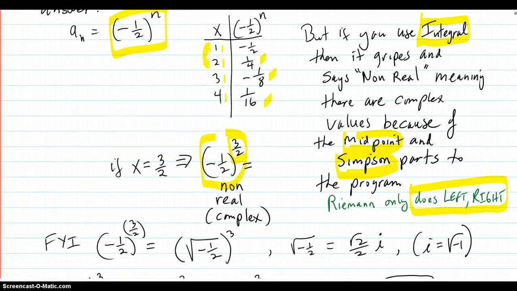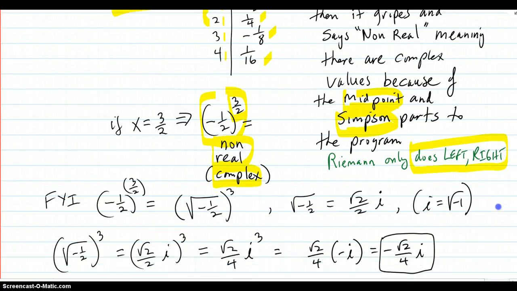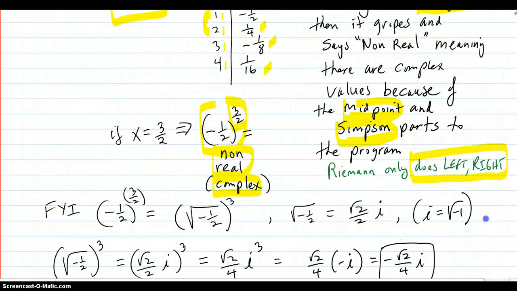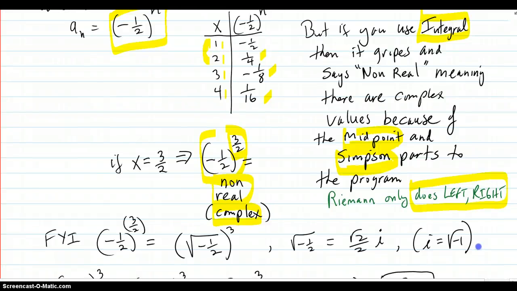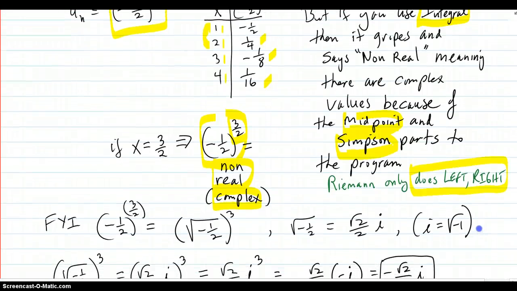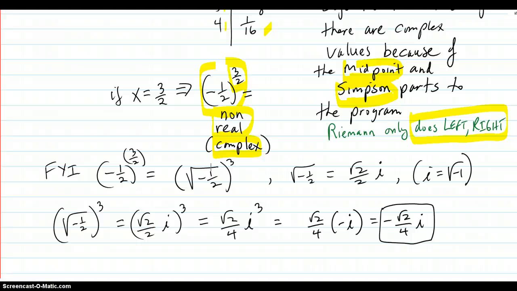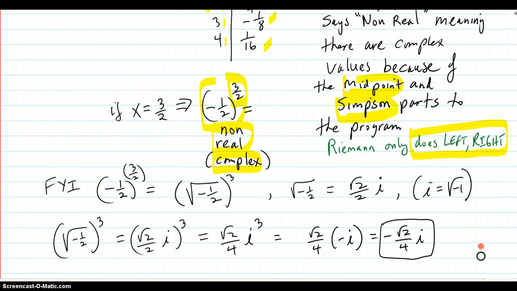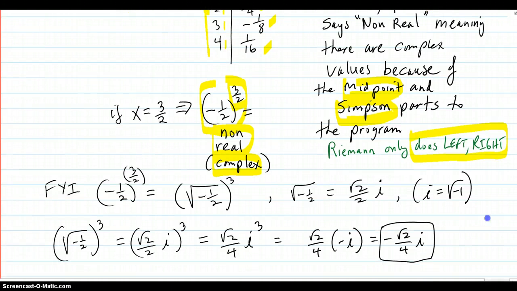It has to figure those two out. So if you do it, it'll say non-real. It'll get stuck if you run the integral program. That's because (-1/2)^(3/2) is a complex number. It's pure complex. So that's the reason why the integral program won't work, because it yields complex numbers here and there in the cracks as it's trying to evaluate for the midpoint in the Simpson. Whereas the Riemann program only does left and right, and those only land on the boundaries, which are these nice integers here. So it all works out.